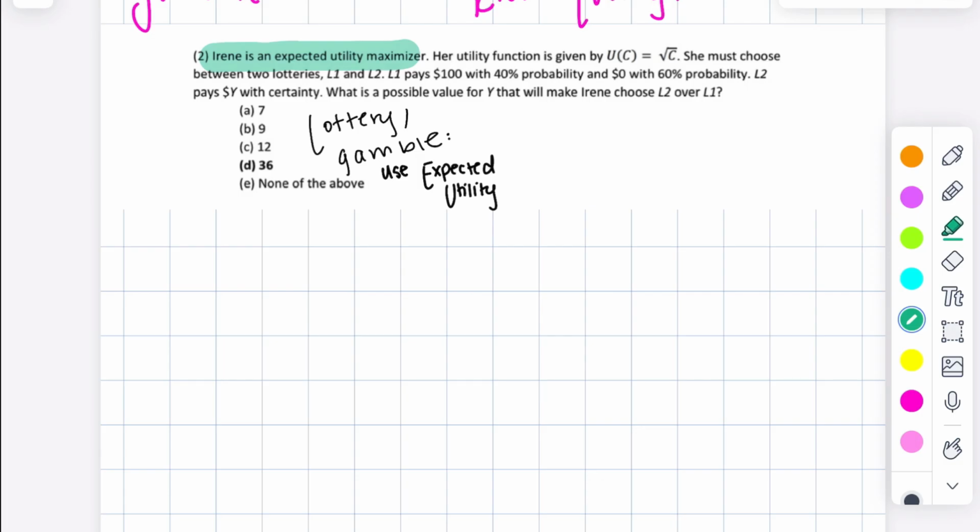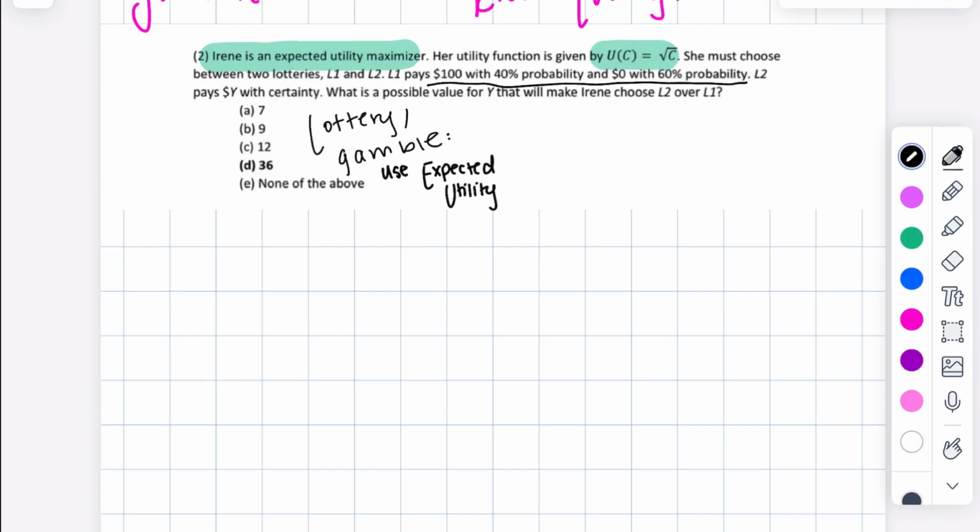You either get to keep all your money or you actually do get in an accident and you end up losing some money. So how this works is now we have a different utility function. It's the square root of consumption. The other one was just a linear example, utility of consumption equaled consumption, but now we have a square root of consumption. She chooses between two lotteries, one that pays $100 with a 40% probability and $0 with 60% probability. So we think of this like no insurance.